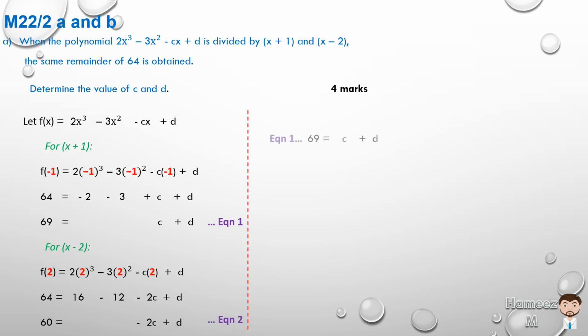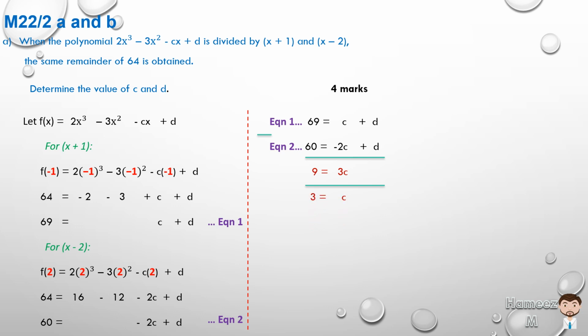If we put equation 1, 69 is equal to c plus d, and equation 2, 60 is equal to minus 2c plus d, and we subtract, that is going to give us 69 minus 60, which is 9, is equal to c plus 2c, which is 3c, and the d's cancel. As such, c is equal to 3.